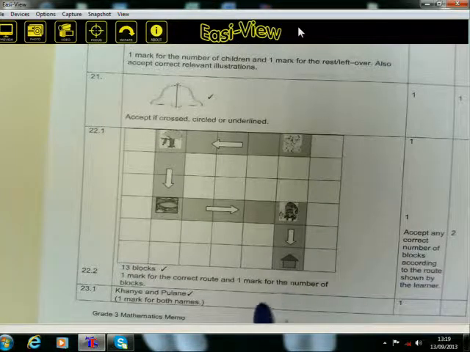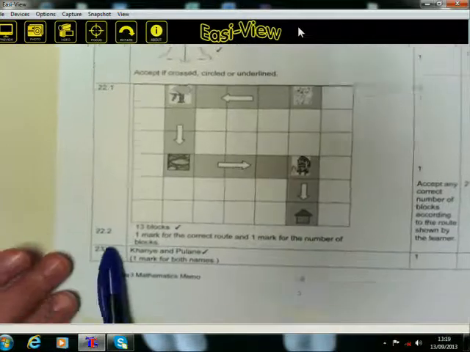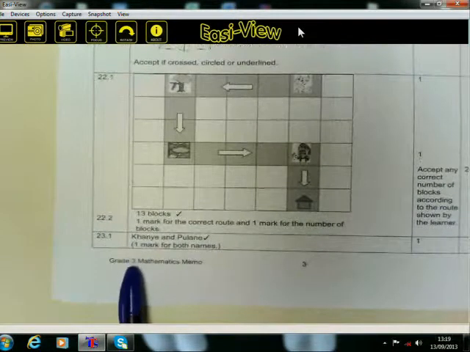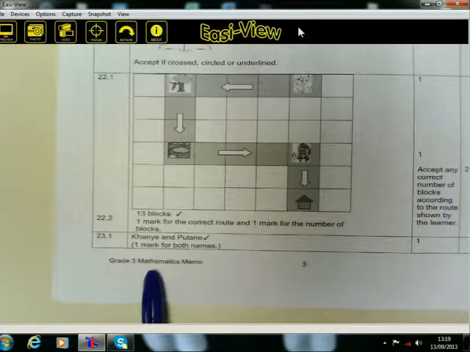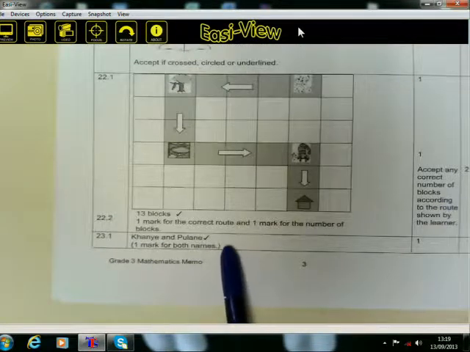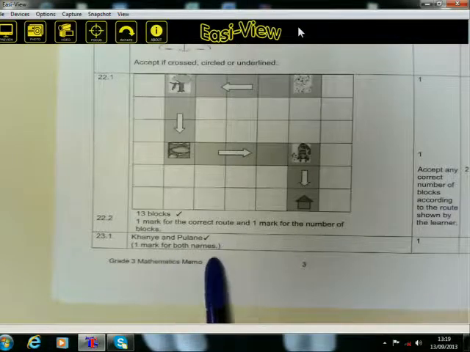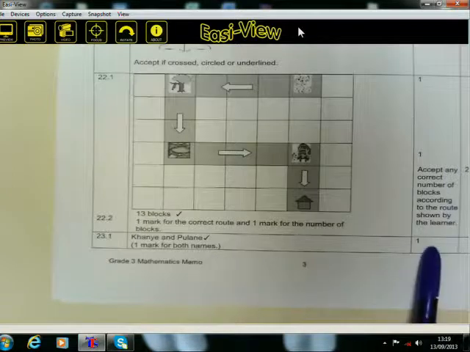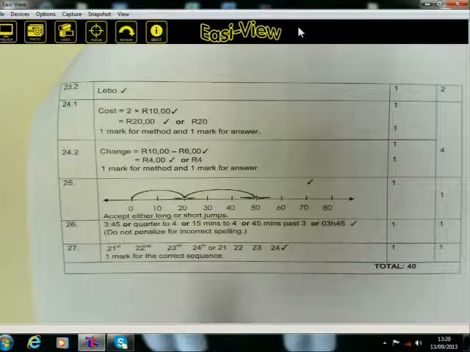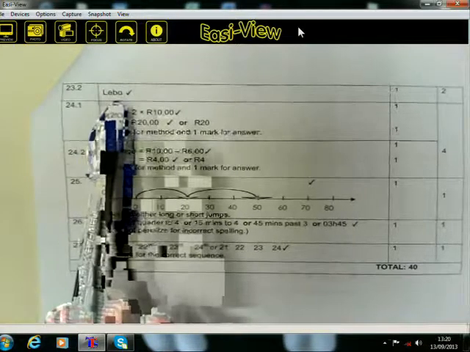Question 23. Study the graph and then answer the questions that follow. 23.1. The question is, which learners read an equal number of pages? And the answer will be Kanye and Pulani. 1 mark for both names for a 1 mark allocation. 23.2, the question is, who read the most pages? Lebo, for 1 mark.